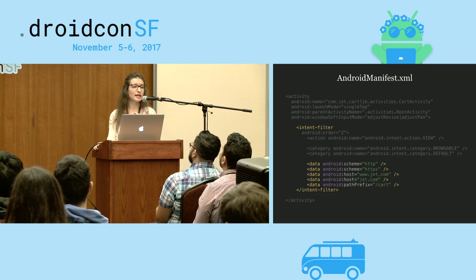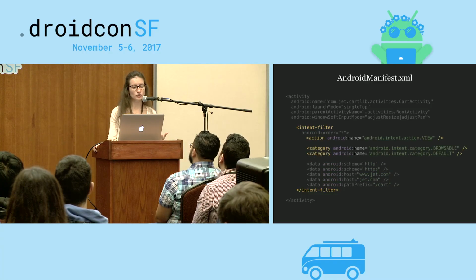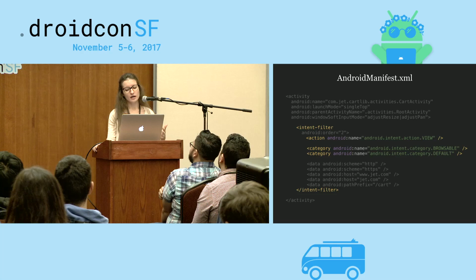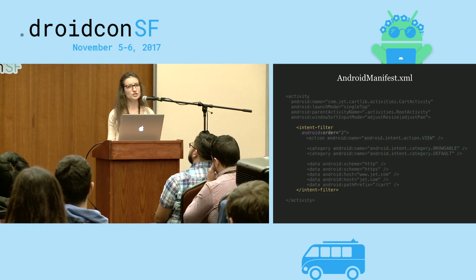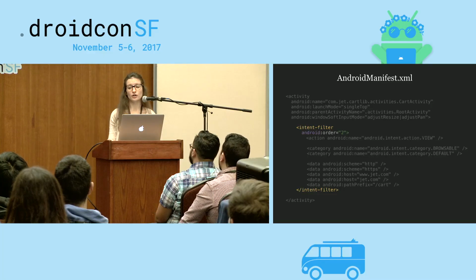An intent filter looks like any other intent filter. So you have to specify scheme, host, and path prefix. And you also have to define action view and two categories, browsable and default. One of the new tags that has been introduced in the Instant App context is android:order.